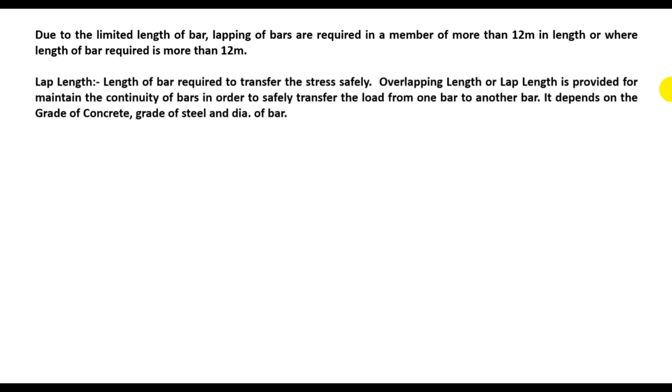After that, lapping length. It is the length of bar required to transfer the stress safely from one bar to another bar. Overlapping length or lap length is provided to maintain the continuity of the bar, in order to safely transfer the load from one bar to another bar. It depends on the grade of concrete, grade of steel and dia of bar. These are the important terms. I have already discussed grade of steel, grade of concrete and dia of different bars, so if you're new here, you can watch our previous video.